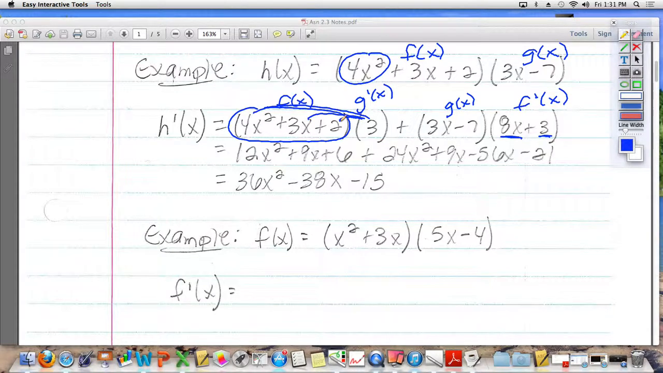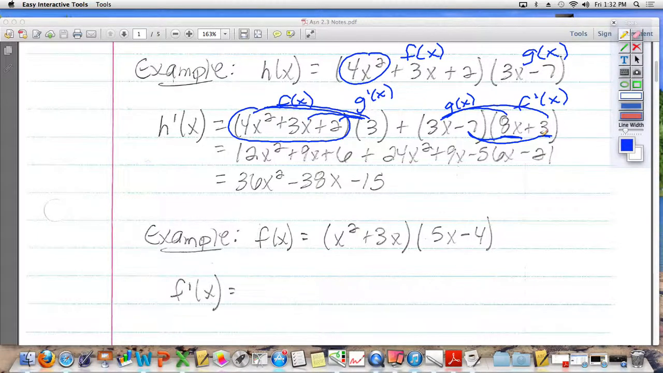Are you okay with that? Probably not a big deal. Plus, now we need to FOIL these two. And when you FOIL them, 3x times 8x is 24x squared. 3x times 3 is 9x. Negative 7 times 8x is negative 56x. And negative 7 times 3 is negative 21.